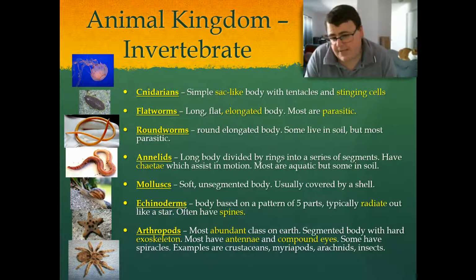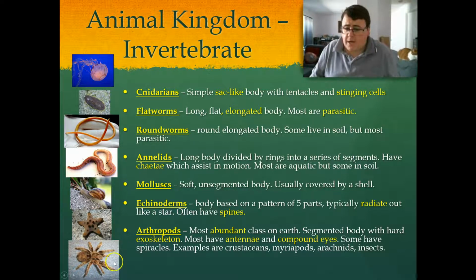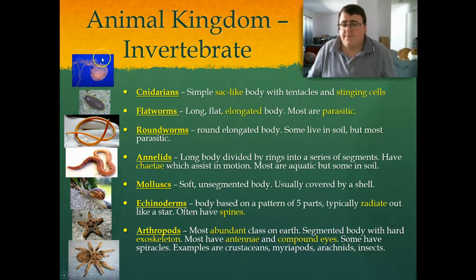So we start with cnidarians. Cnidarians are very simple. They have a sac-like body with tentacles, and they have stinging cells called cnidae. Hence, the animal's called cnidarians, because they have those stinging cells called cnidae. And a good example of a cnidarian is a jellyfish, as we've got in the top picture over here. We have flatworms as well. Flatworms have long, flat, elongated bodies, and most of these are parasitic or parasites, and you can see an example of these in the diagram over here.